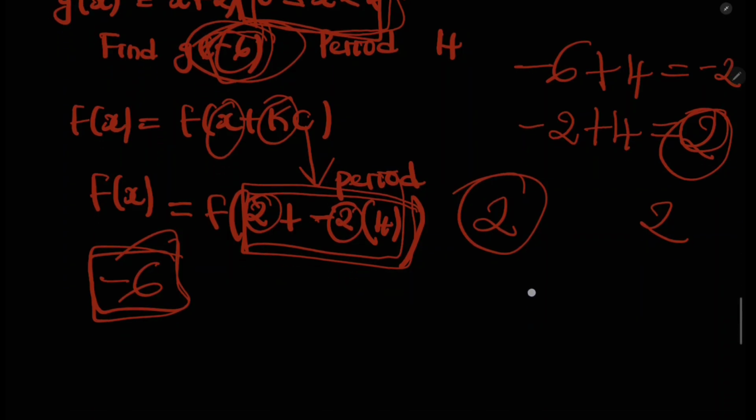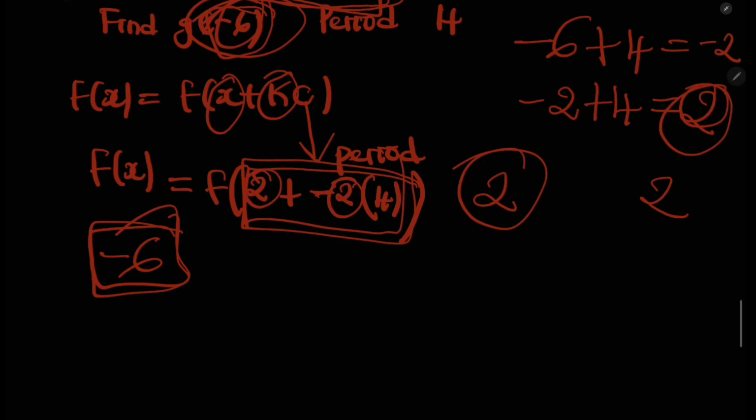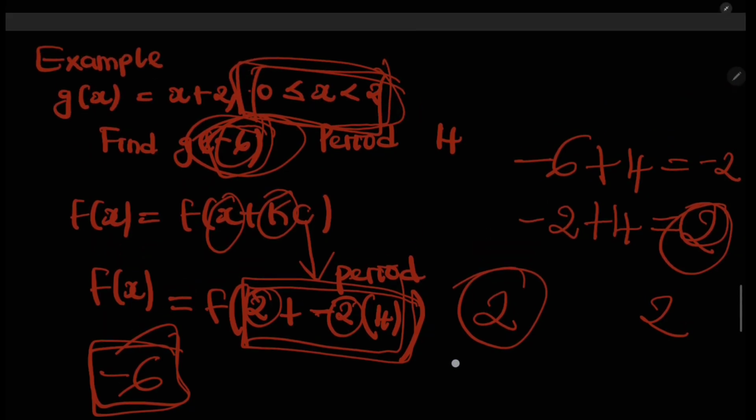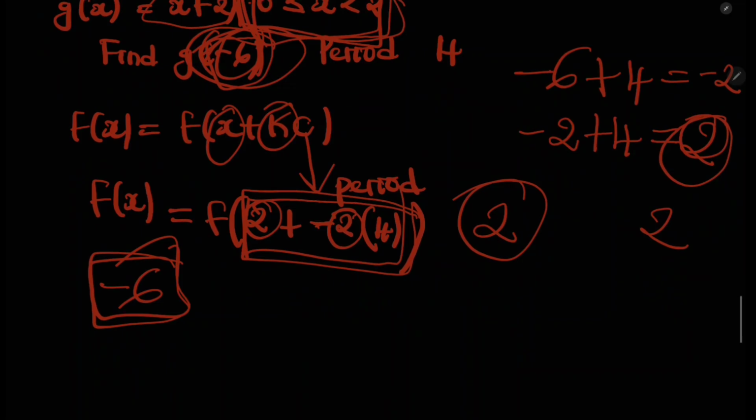But that is not all. From here, remember, if minus 6 was in this range, then we would have simply taken, since this is g of x, just replaced minus 6 into this equation. But since it was not in the range, we had to find a way. So here we have found a way. Here we were looking for x. So now we have seen that our x is 2.